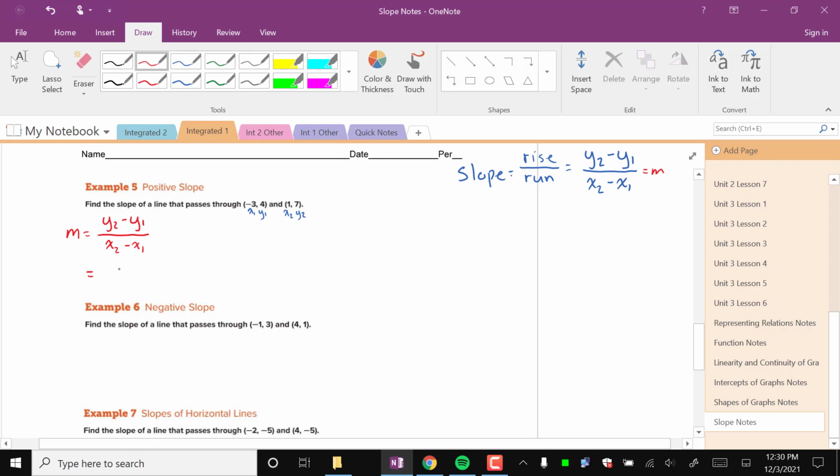Plug in what we know. y2 is 7 minus y1 is 4, divided by x2 is 1 minus x1 is -3. Well, 7 minus 4 is 3. 1 minus -3 is +4. So my slope is 3/4. And if we were to look at this on a graph, it looks something like this. Going from left to right, it'd be a line coming up.